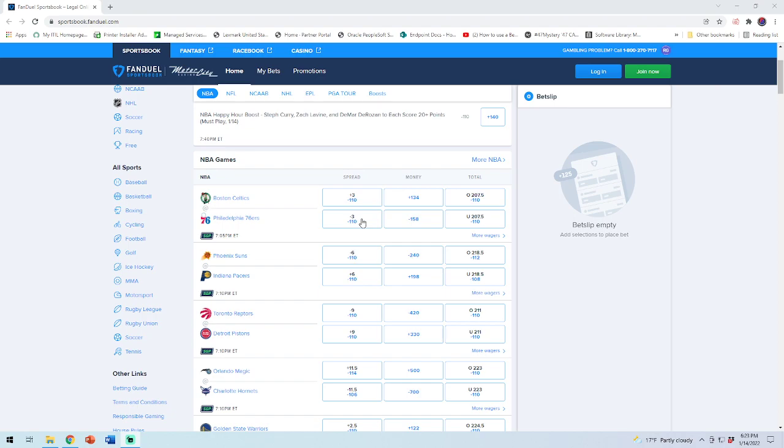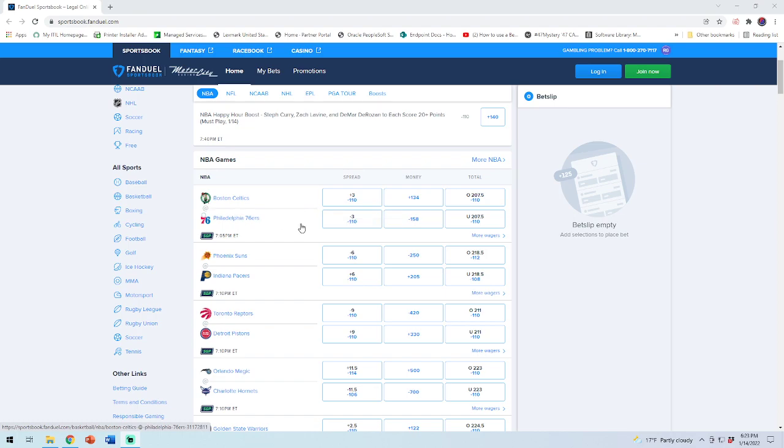But if the Sixers win by 4 or more, then as long as you took the Sixers in that game, you win the bet. Now, if the Sixers only win by 2, well, then as long as you bet the Celtics spread, the Celtics +3, then you win that bet because the Sixers only won by 2. So that's basically what playing the spread is.